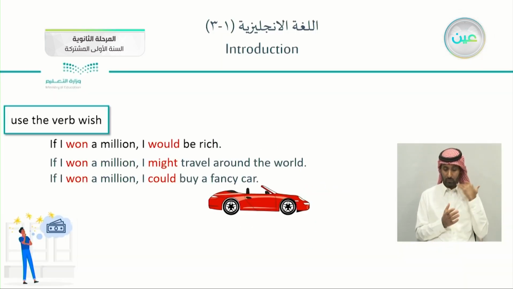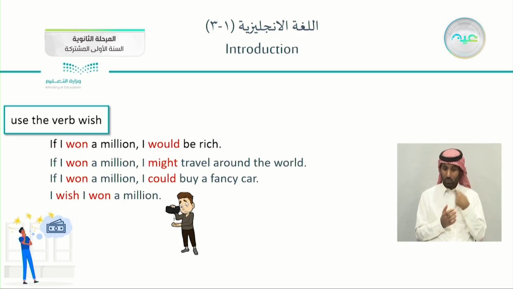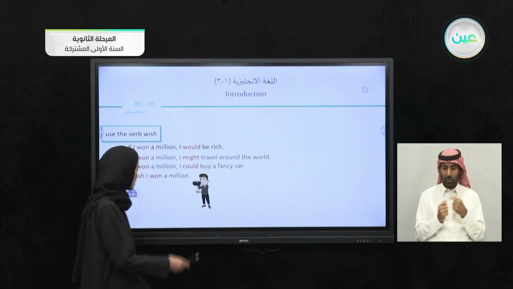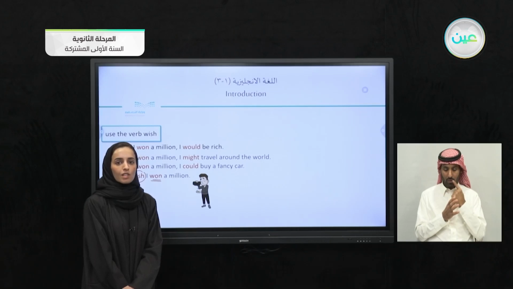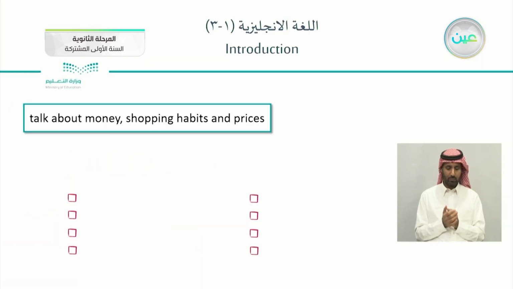Wishes? How about if you won $1 million? I wish I won. Notice with wish in here, we will use the simple past tense of the verb. I wish I won, because it's not reality. Won in here.